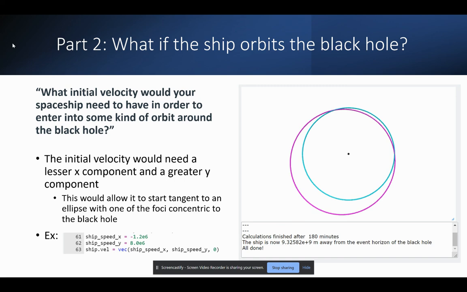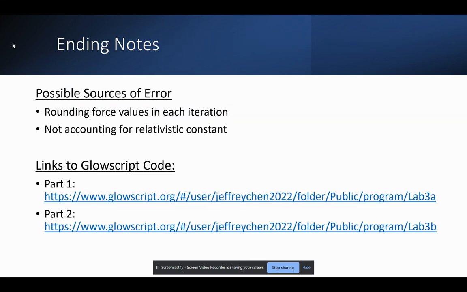As a last note, there are a few possible sources of error for both parts of this lab. First, random errors from each iteration impacted the average black hole mass value calculated at the end of part 1, and slightly affected the accuracy of trajectories of the ship and planet in part 2. Additionally, not accounting for the relativistic constant also impacted results, as this would have been an appropriate scenario to apply general relativity to Newtonian gravity.